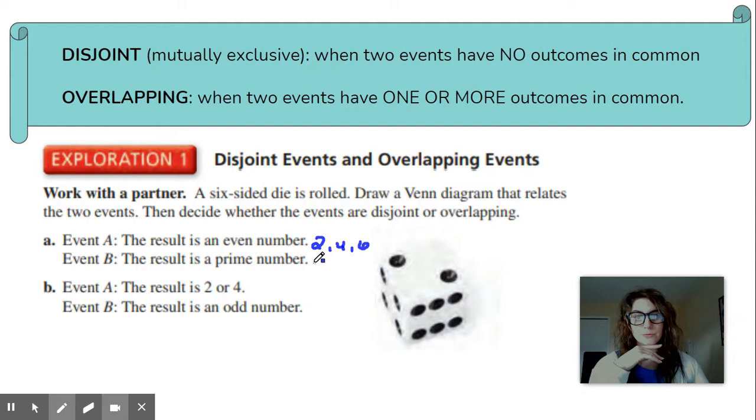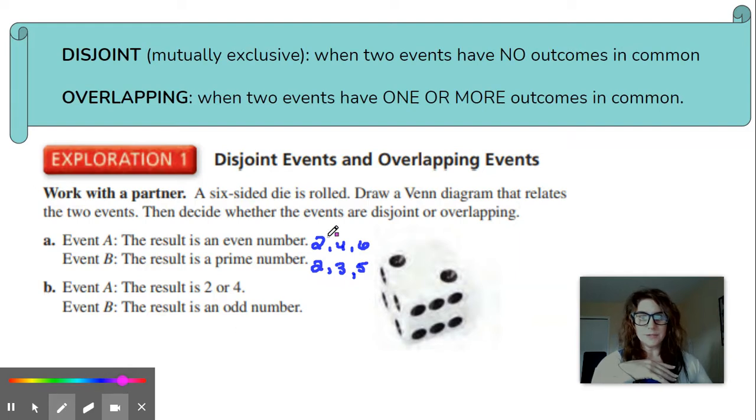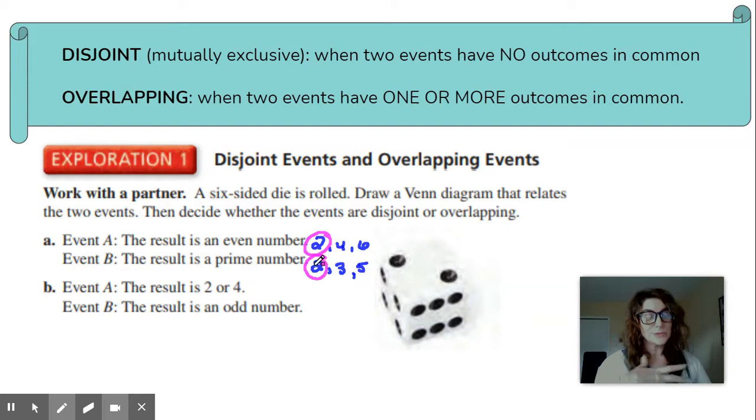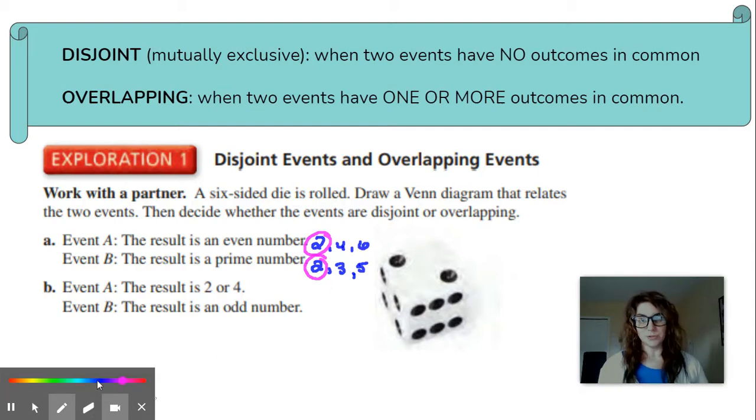A prime number is a number whose only factors are 1 and itself. So 2 is a prime number, 3 and 5. 4 is made up of 1 and 4, but also 2 and 2. 6 is made up of 1 and 6, and also 2 and 3. When we look at this, you can clearly see that they share the number 2. So when I find the probability of these events happening, I have to make sure I don't double count that. We're going to get into that a little bit later on. How do we make sure we don't count any duplicates?